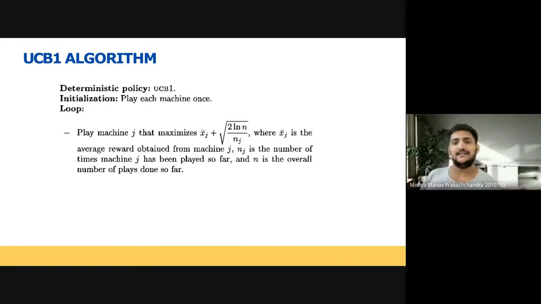So the first concept that the professor covered in week two was something known as the UCB1 algorithm. This is a different kind of strategy used to solve the multi-armed bandit problem. In week one, we had seen two different search strategies. One was the epsilon greedy policy, and the second was the softmax policy. Both of them perform some sort of exploration and exploitation.